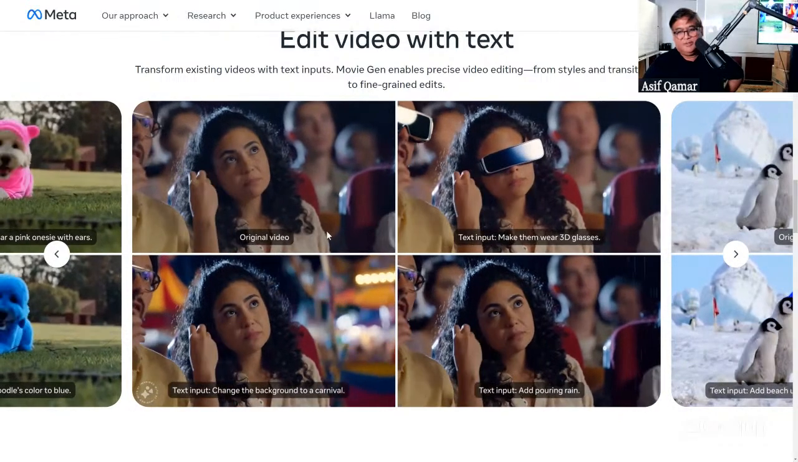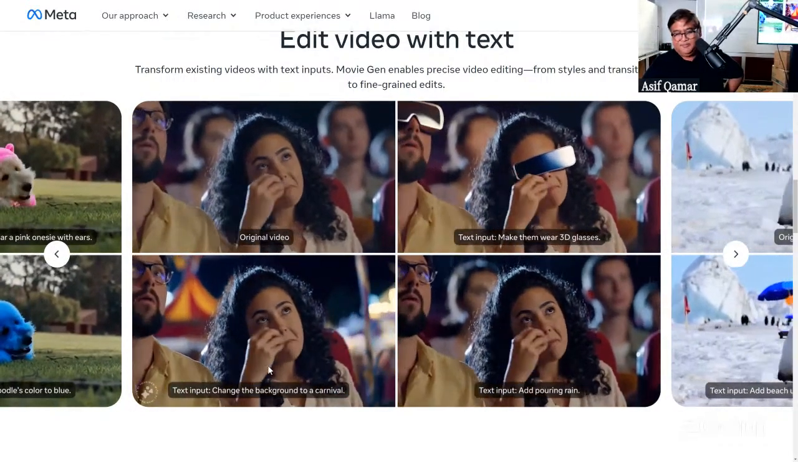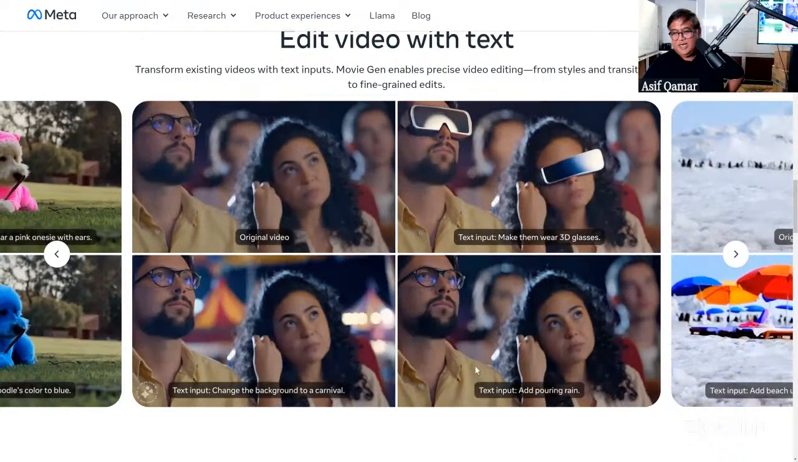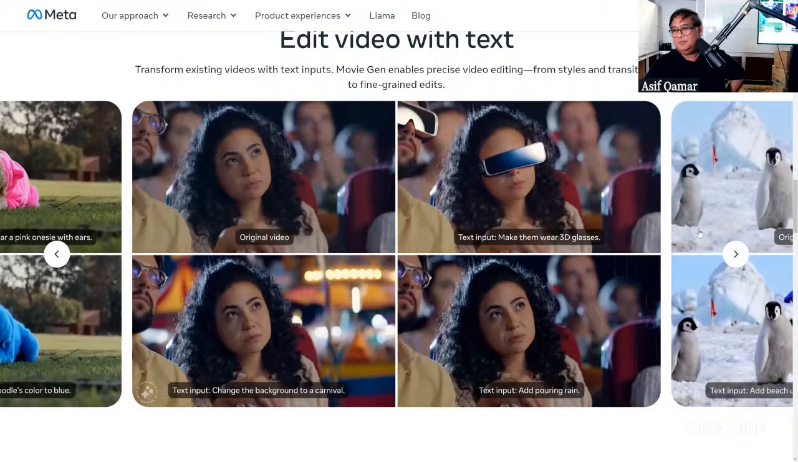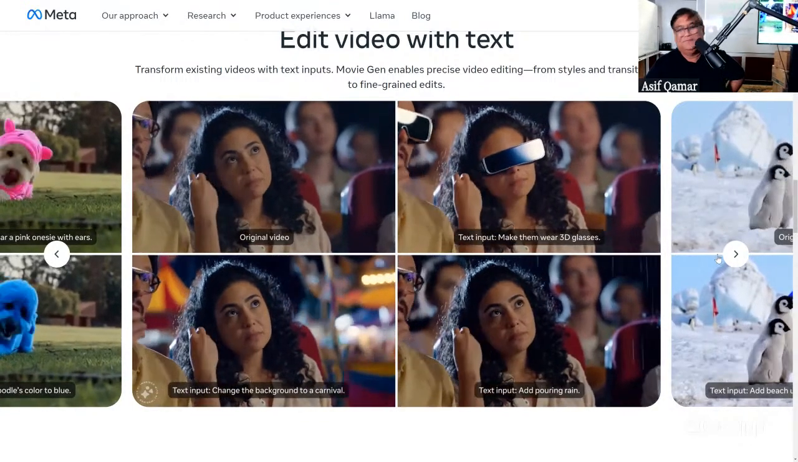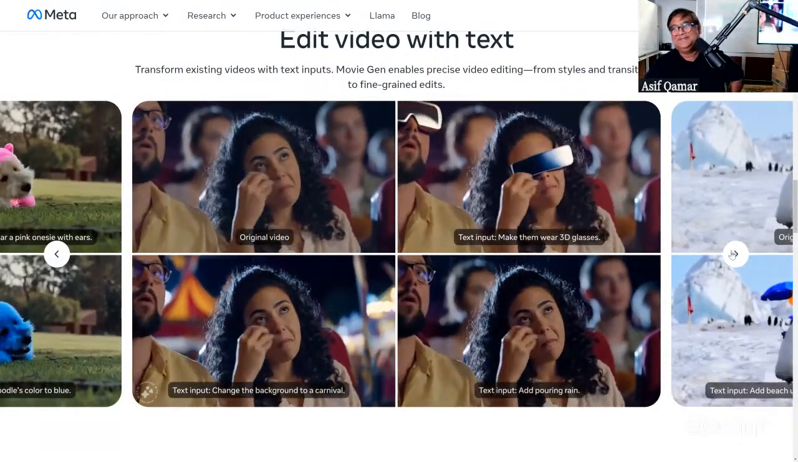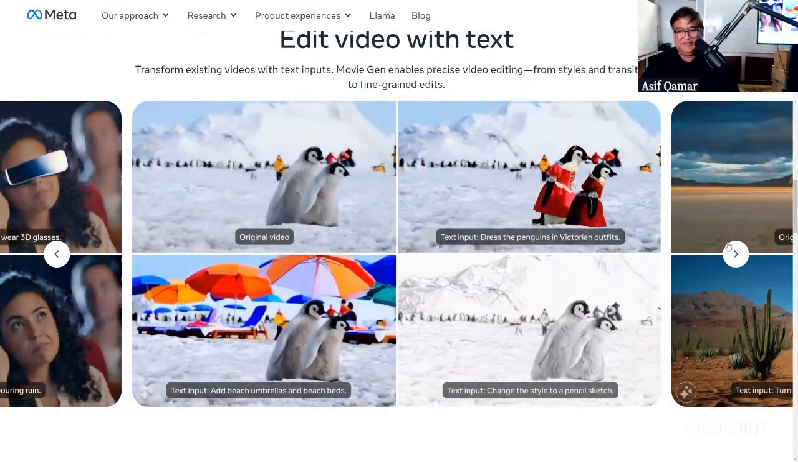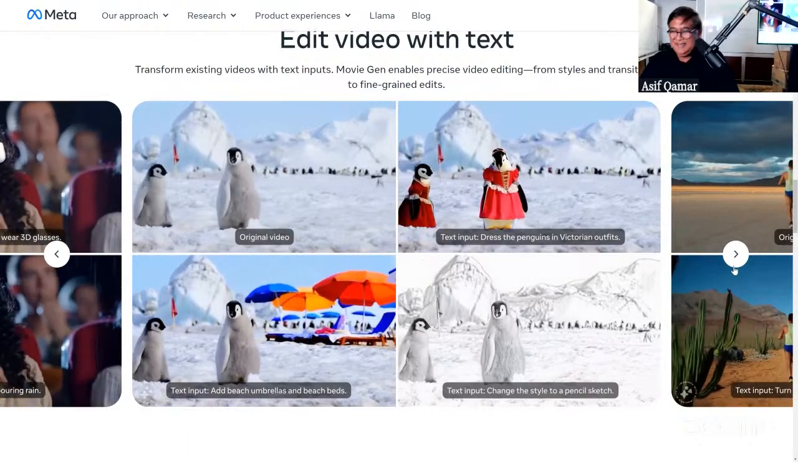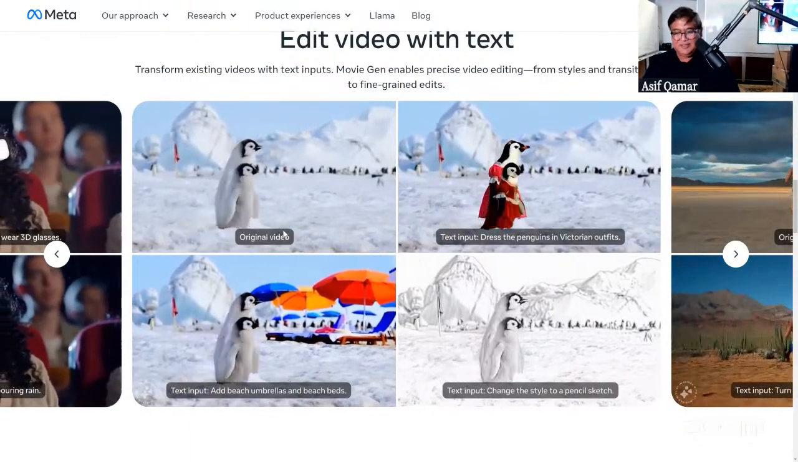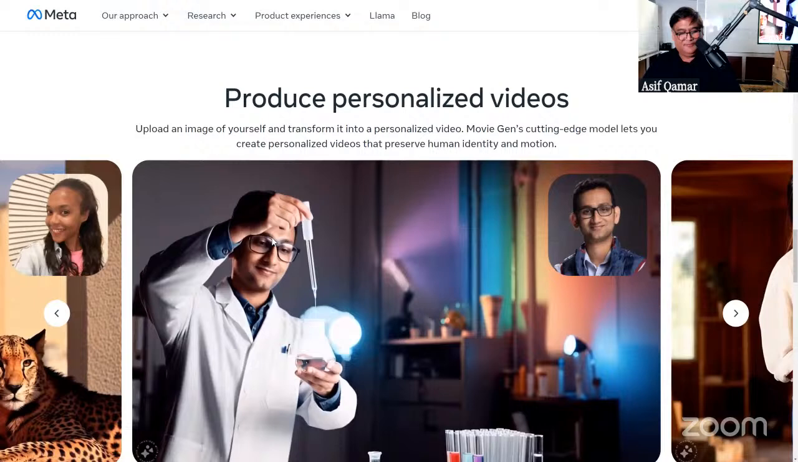Here is the original video. And then suppose add pouring rain. So here there's pouring rain now. Makes movie making a lot easier, isn't it? So look at this penguin. So there you go. All right, guys, I suppose I've made the point.